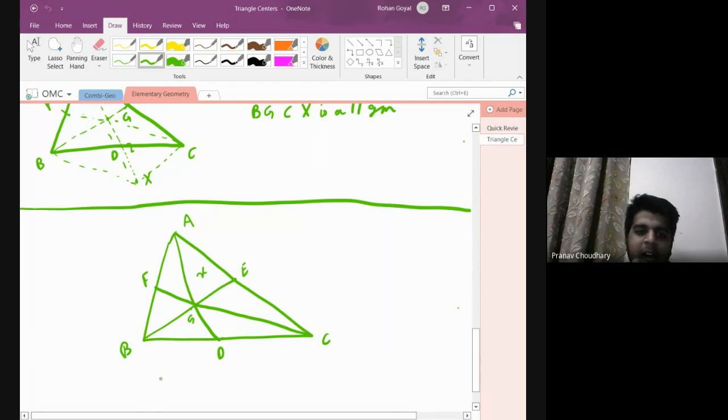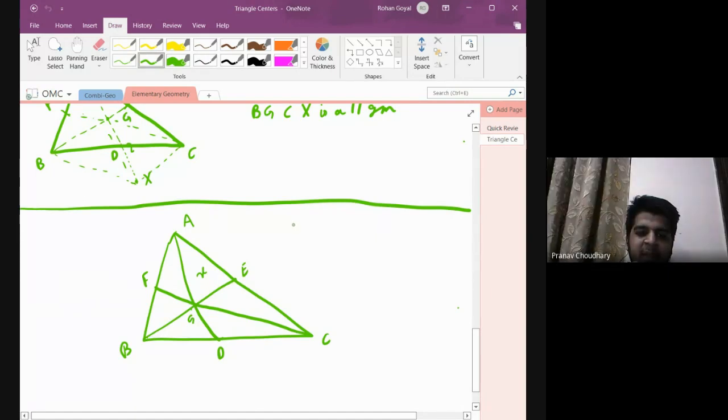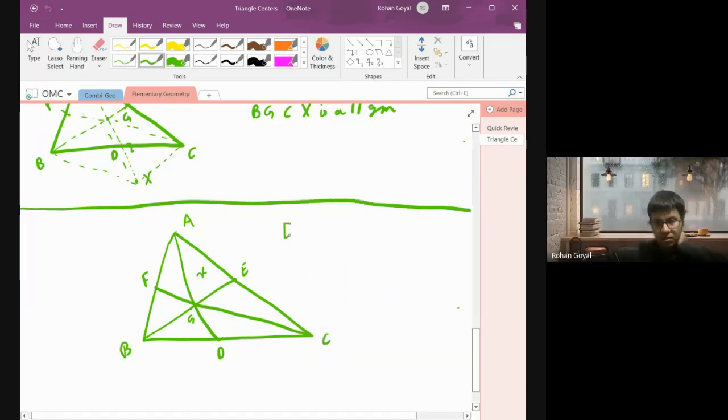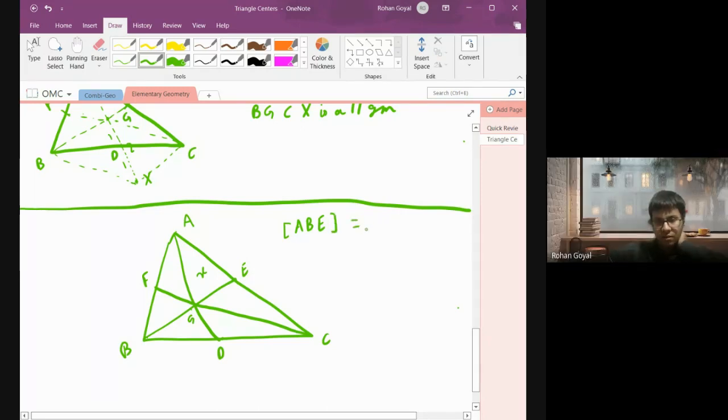Yeah, assuming BE is the median, right? Yes, we can show that. Like ABE equal to BEC and GAE equal to GEC. So subtract. Yes. Perfect.